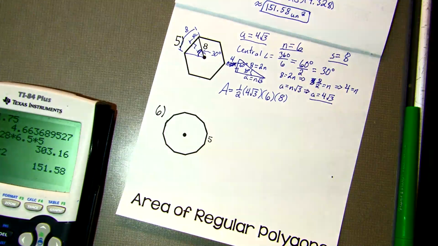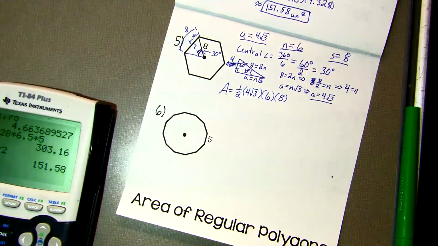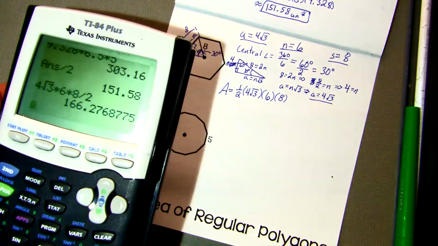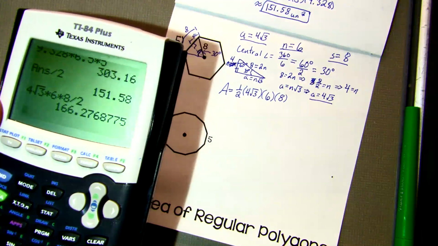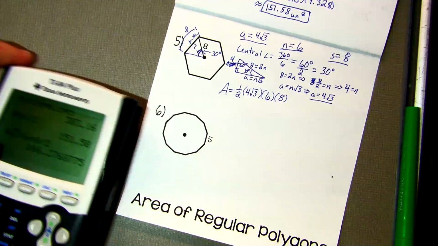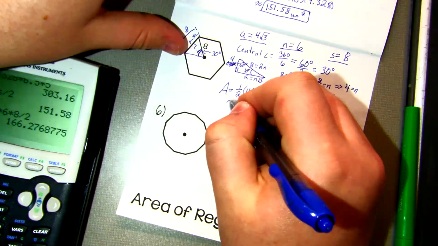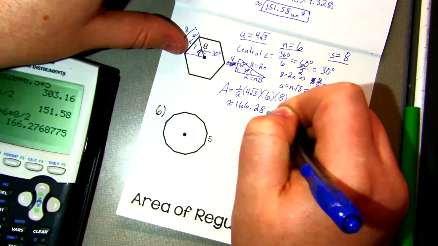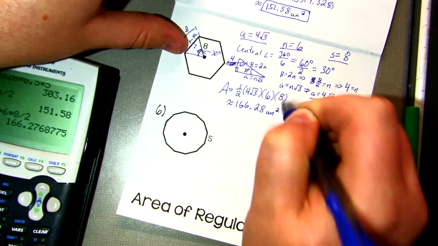Plug that into your calculator. 4 radical 3 times 6 times 8. Ooh, not 5. Times 6 times 8. And then divide it all by 2. And it'll spit out 166.28. Approximately 166.28 units squared.